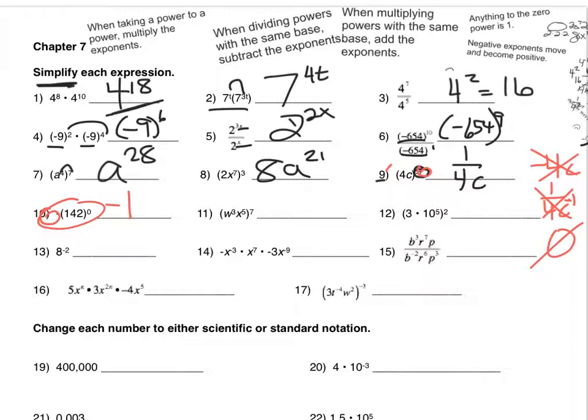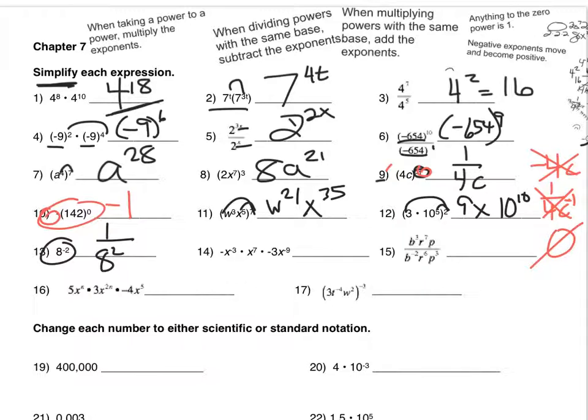For number 11, we have w to the 3rd to the 7th, or w to the 21st, and x to the 5th to the 7th, or x to the 35th. For number 12, we have 3 squared, which is 9, times 10 to the 5th squared, which would be 10 to the 10th power. For number 13, we're going to move that to the denominator and make it 8 to the positive 2 power, putting a 1 in the numerator. So simplified, that would be 1/64.